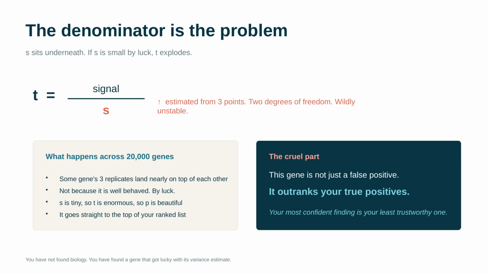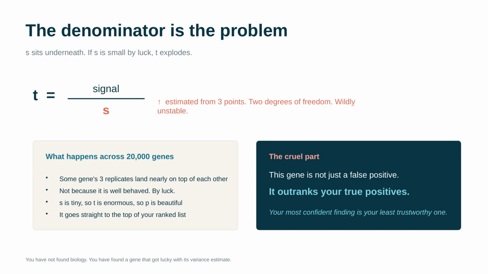Not because that gene is well behaved. Because of luck. Its S is tiny, its T is enormous, its p-value is beautiful, and it goes straight to the top of your ranked list. You have not found biology. You have found a gene that got lucky with its variance estimate.